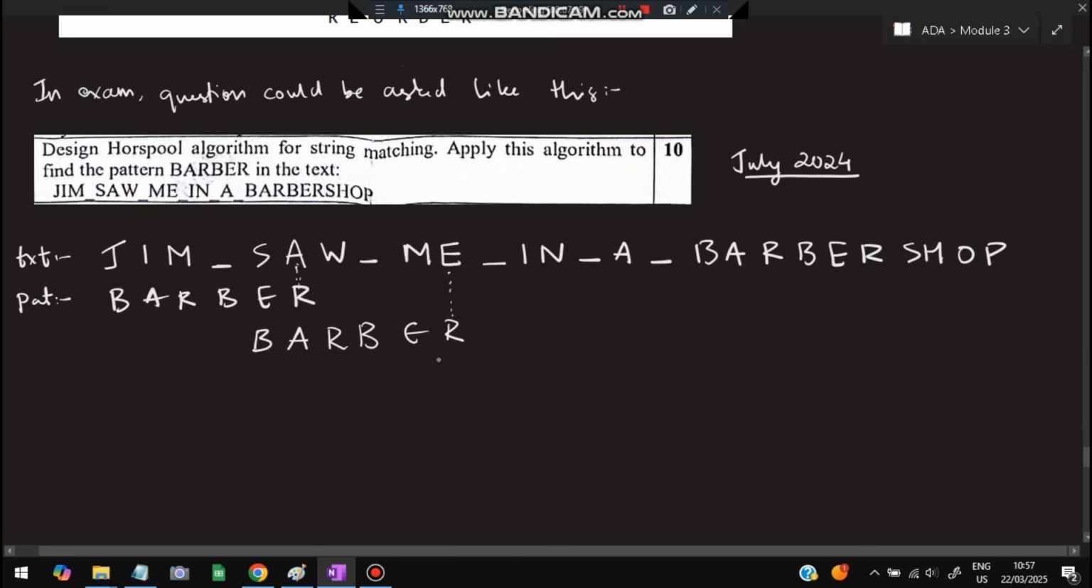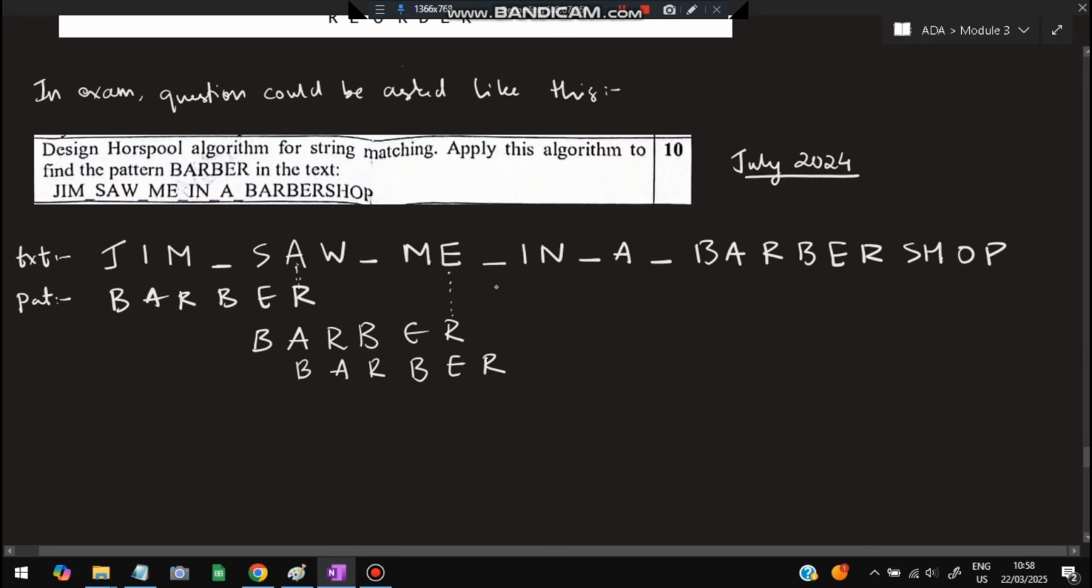Next, I'll be comparing E with R. Is it same or not? No, it's not same. What's the second thing? See if E is present here or not. E is present here. Yes, it's present. So align it with this. When you align it with this, E will be coming here, R will be here. Then we'll be writing the previous elements, B, R, A, B.